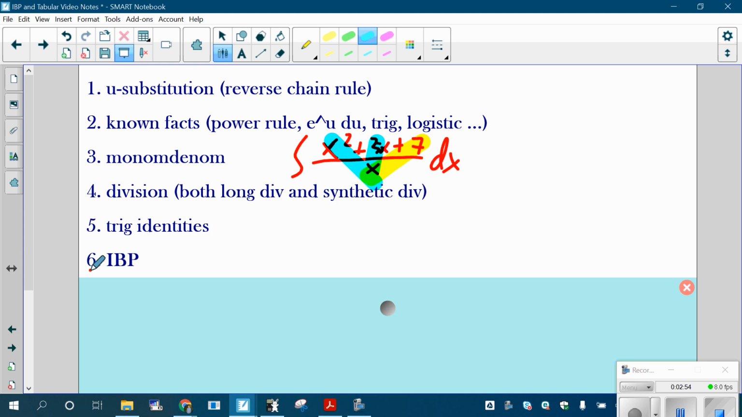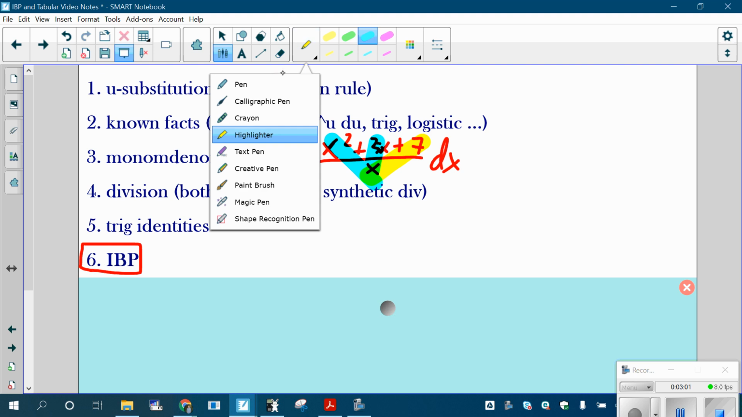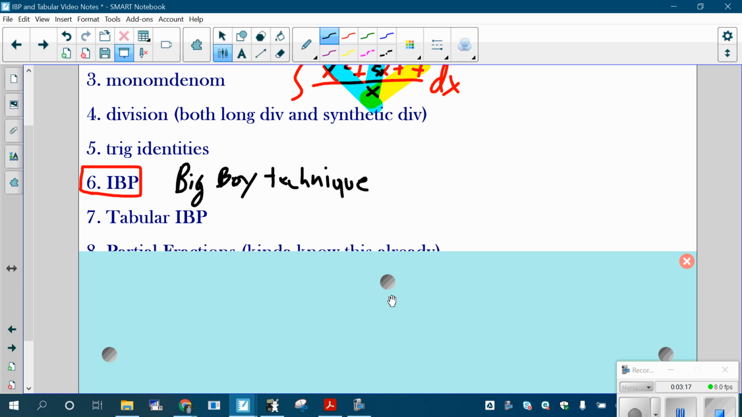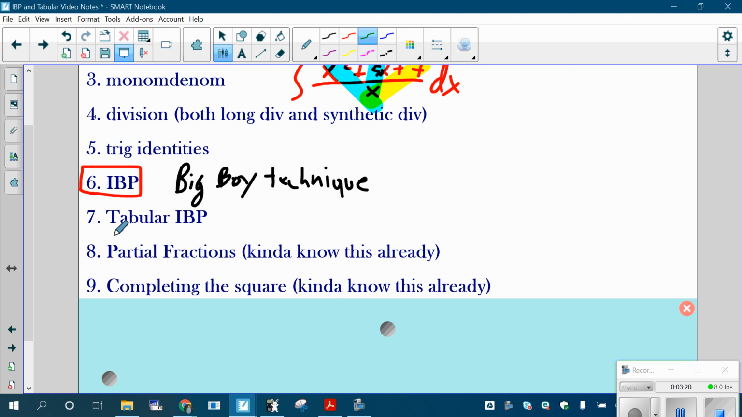Integration by parts. This is the one we're going to talk about today. This is a big boy technique. Write that down. Big boy technique. They don't learn it in AB. They can't handle it. It's a little bit tricky, but it's not going to be too bad. I always think about it in partnership with U sub. We're also going to learn today the shortcut version, which is called tabular integration by parts. It helps when you hit certain integration by parts problems.